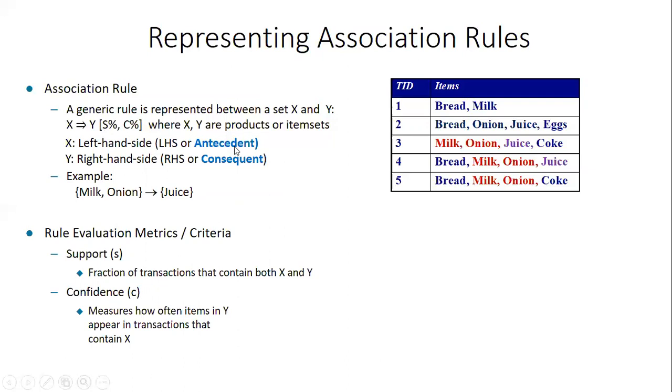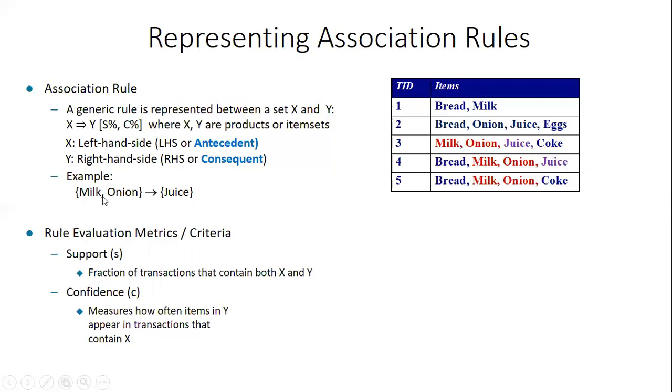So in defining association rule mining, we have two metrics or criteria, that is support and confidence. In the last slide, I told what support is. Again, support is nothing but the fraction of transactions that contain both X and Y.